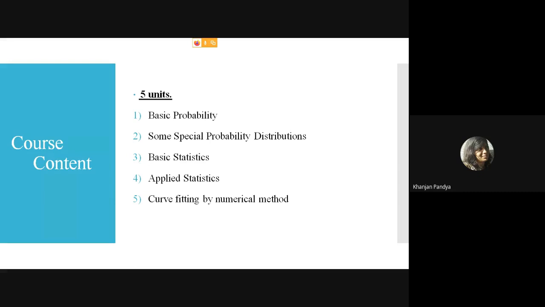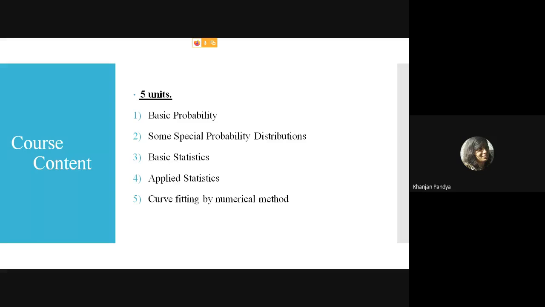In unit number 5, we are going to fit the curve by the least square method. In that, you just have to remember the equations only, and you can fit the lines using a calculator. Just calculate. Any doubt, anyone, about the 5 units?